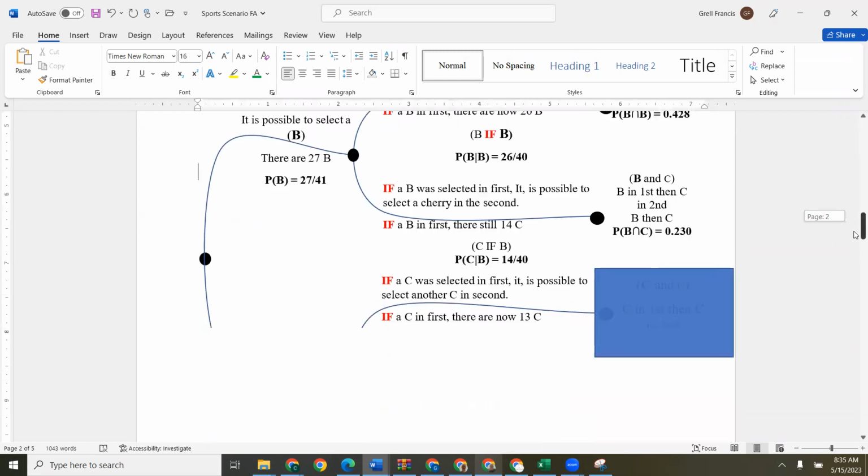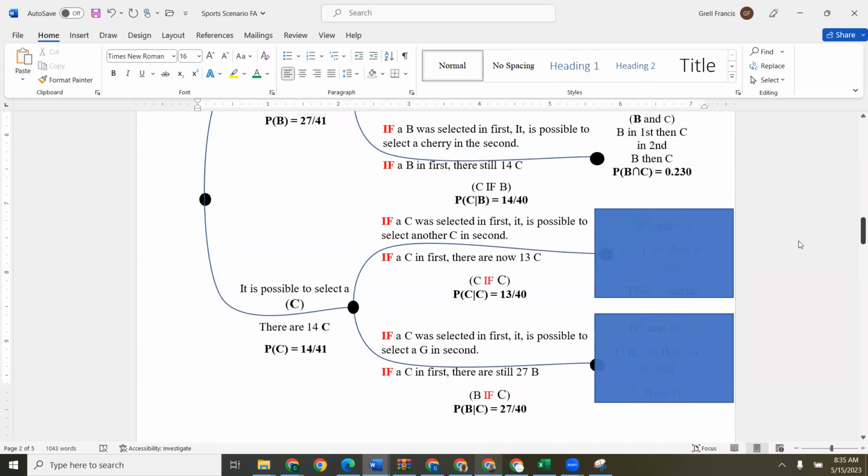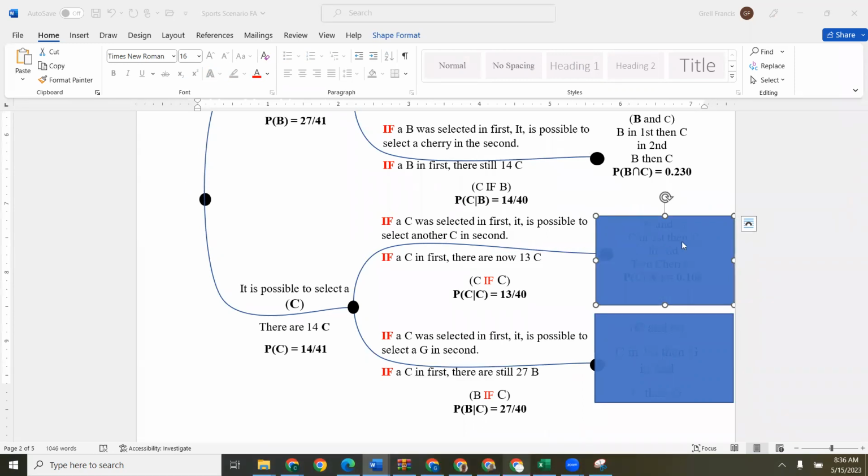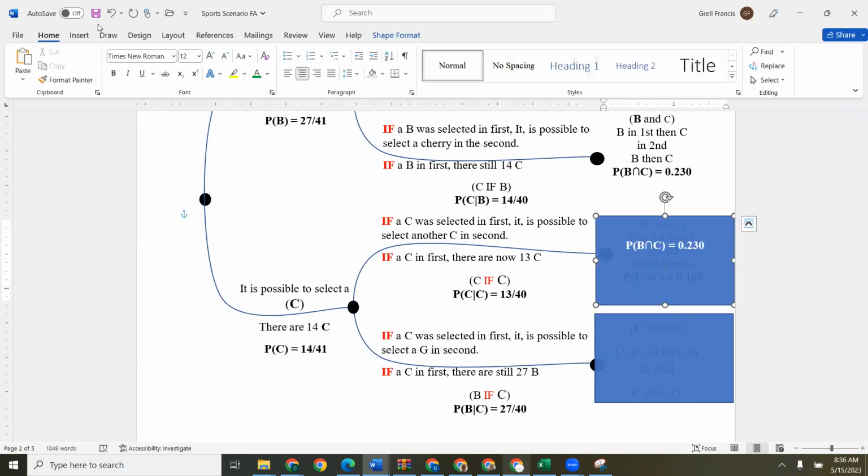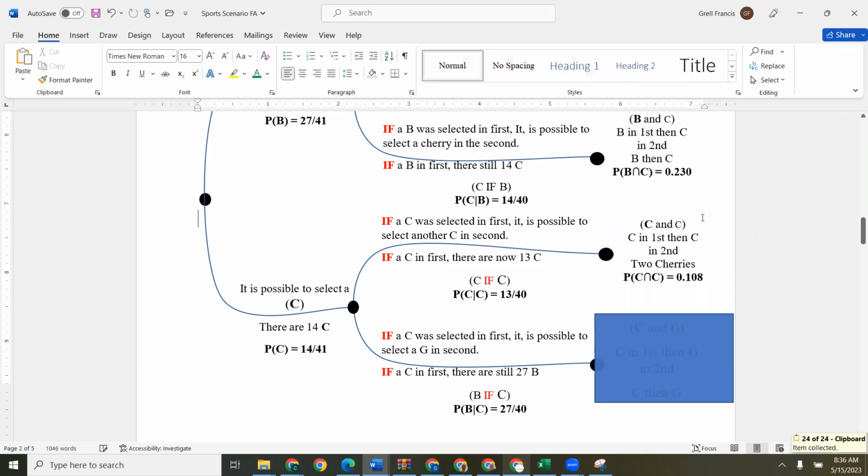Now, one possible outcome could be selecting two cherries, a cherry in the first and a cherry in the second. Let's analyze what's the probability of this happening. So therefore, the outcome of cherry, then cherry: cherry in the first, then a cherry in the second, that's two cherries. That's 14 over 41 times 13 over 40, that's 0.108.